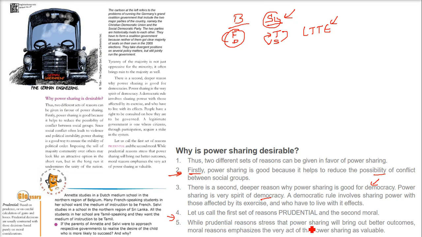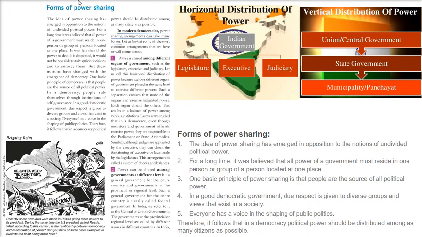And while the prudential reasons stress that power sharing will bring out better outcomes, the second one, which we call moral, emphasizes the very act of power sharing as valuable. Everyone will feel that we are in power, we are being thought of, and we are also part of decision making and policy making. So there are certain forms of power sharing. One by one we are going to see.